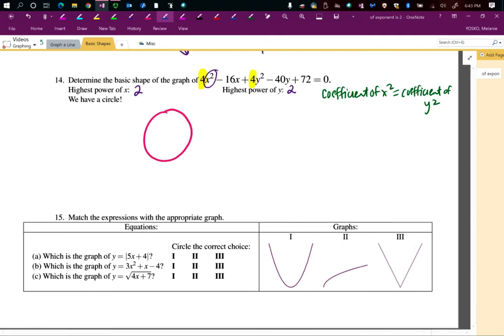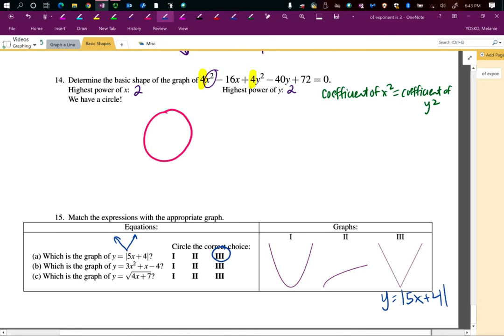Okay, so we know that if we have absolute value bars, we're going to have a v like this or a v like this. If there is a positive number in front of the absolute value bars, our v opens upward. Remember, if there's no number given at all, we understand that it's positive. So we're going to have the v opening upward. So basic shape looks like this. So that looks like number 3. So y equals absolute value of 5x plus 4. Again, we're talking about basic shapes.